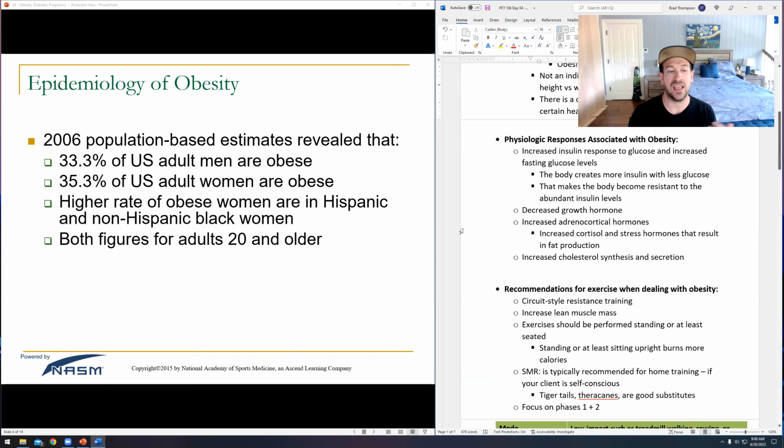So again, we're looking at these statistics here. In 2006, the estimations were about 33% of the US were obese. That number has climbed to about 36% for men. And then we've got 35% of women. We've seen that number climb. I want to say it's like 38%, or maybe it's as high as 40% now.